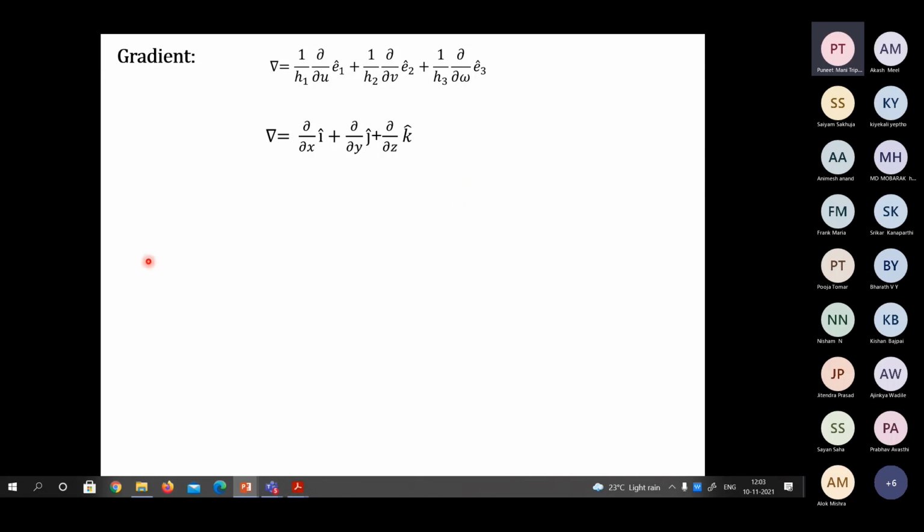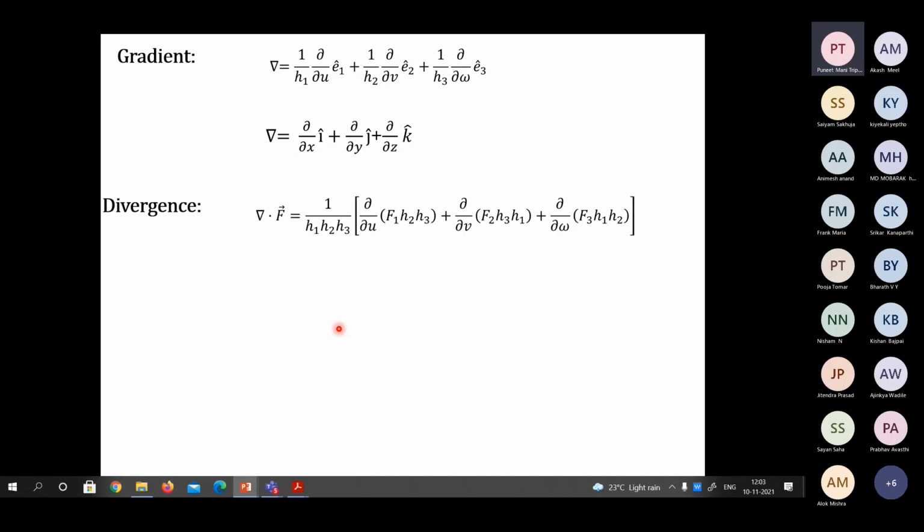Del is equal to dou by dou X I cap plus dou by dou Y J cap plus dou by dou Z K cap. This is what we used even in the entire previous unit. We were using this, right? This is how we got it from the general system. For a rectangular coordinate system, we get these values by substituting appropriate values of the metric parameters, unit vectors, and the functions. We get the expression for gradient.